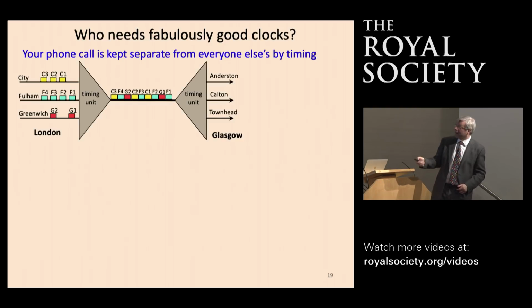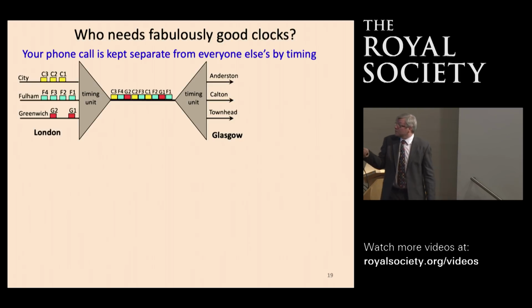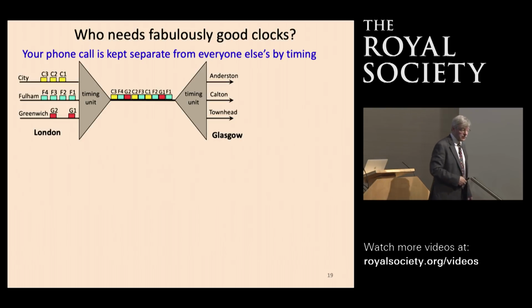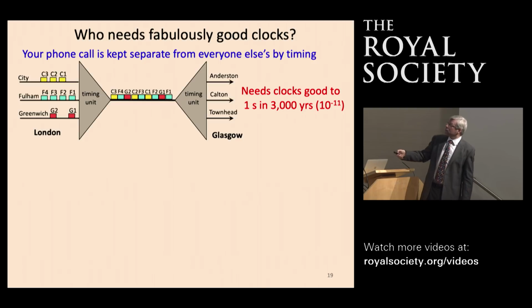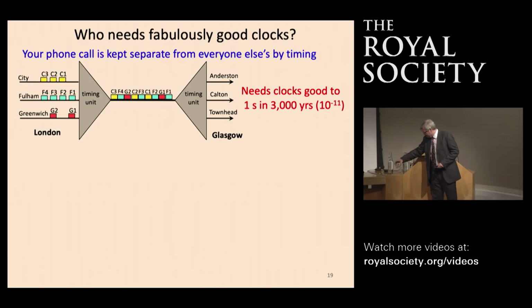And when they arrive at the other end, another timing unit picks them off again and sends them to where they have to go. This will only work if the clock in this unit is very well synchronized with the clock in the other unit. Otherwise, it will get confused about whose message is whose, and it will send your signal to the wrong place. How good does it have to be? Well, it needs to be good to 1 second in 3,000 years, or 1 part in 10 to the 11. That's very good. That's an atomic clock. There's no pendulum that will do that for you.